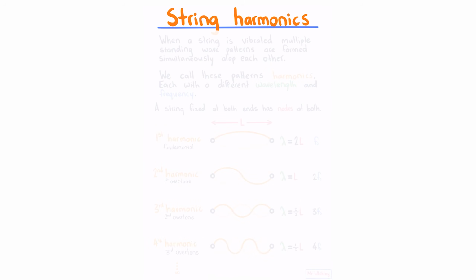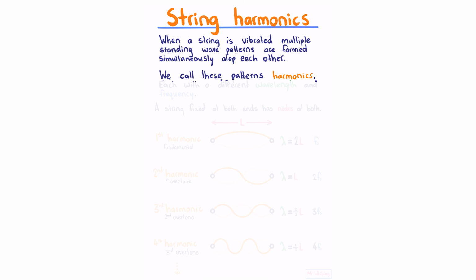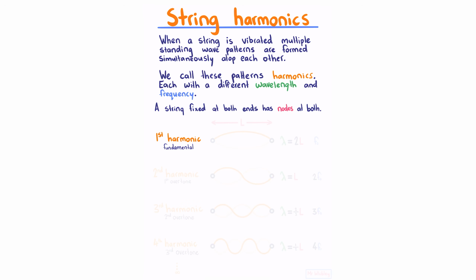String harmonics. When a string is vibrated, multiple standing wave patterns are formed simultaneously atop each other. We call these patterns harmonics, each with a different wavelength and frequency. A string fixed at both ends has nodes at both. And so the first harmonic, which we also call the fundamental, since it's fixed at both ends, it has a node at both ends. And being the first harmonic, it is the simplest pattern we can get with a node at both ends, which is just the middle going up and down.